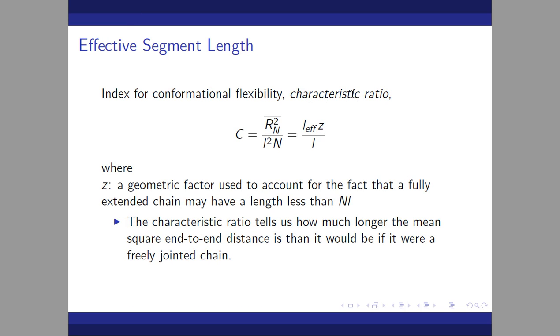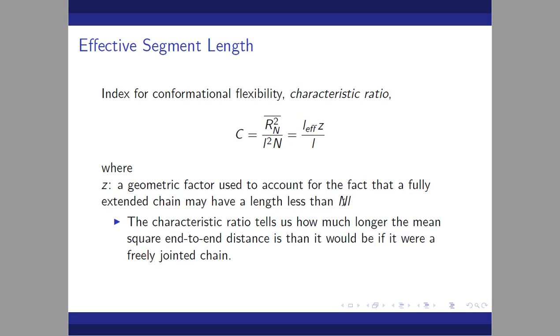Okay, so next we have the conformational flexibility characteristic ratio, C equal to L effective Z over L, where Z is a geometric factor used to account for the fact that a fully extended chain may have a length less than N L.